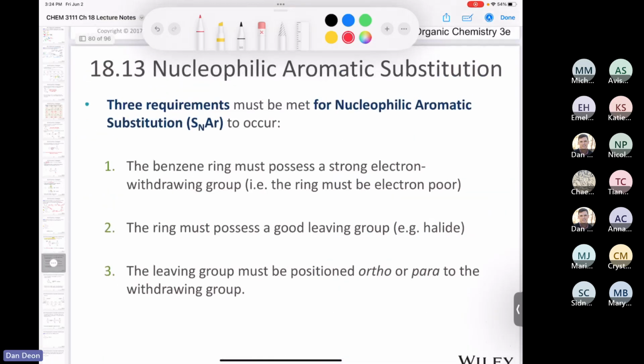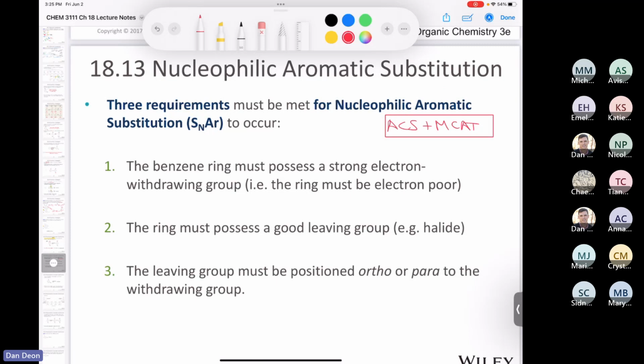Well, first of all, there are 3 requirements that have to be met in order for an SNAr reaction to occur. I've seen this tested on the MCAT and ACS, so I'm just going to write that down here because I always have some students who are interested in these kinds of things. I've seen this tested multiple times in those review materials.